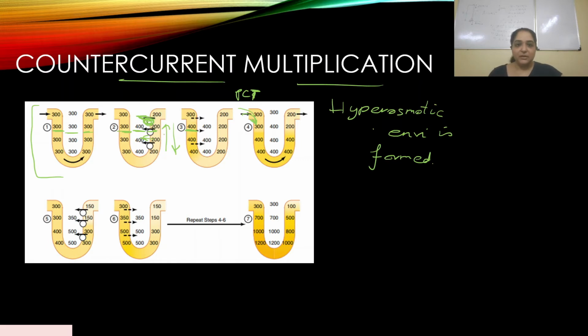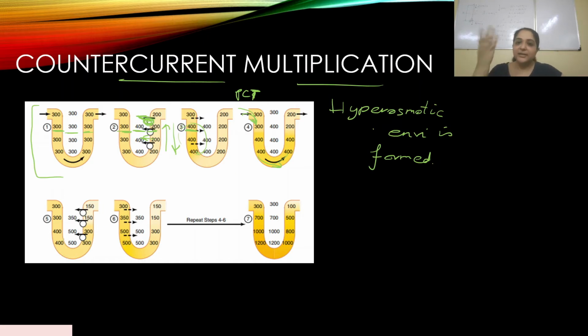So this region is getting pushed down. This concentrated region, where water has moved out and solutes have become concentrated, gets pushed down to make space for the filtrate coming in from the proximal tubule. That's why you see this 400 has now taken up space over here in the U-shaped hairpin. Correct? So now this is the fourth part.